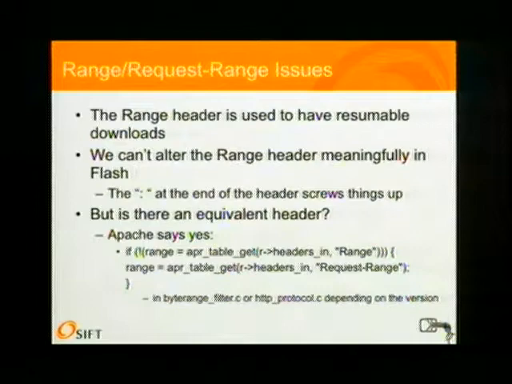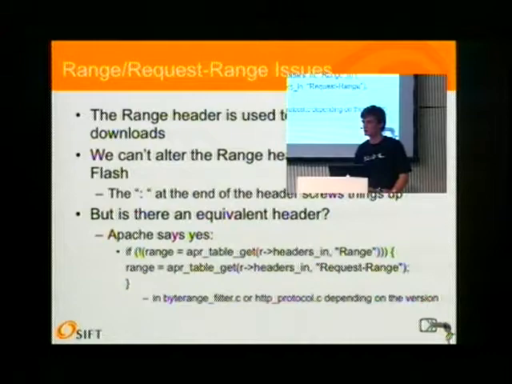Now, we can't meaningfully alter the Range header with Flash, since first of all it's blocked because this is an issue, and the colon space at the end when we try to use the technique where we shove it into the name of the header doesn't work because Apache just won't accept this as input. However, there's an equivalent header in Apache. These beautiful three lines of source code which tell us if there's no Range header, let's use the Request-Range header instead, which is back from Netscape days pretty much, from the first spec for this, and so no one seems to know about it.